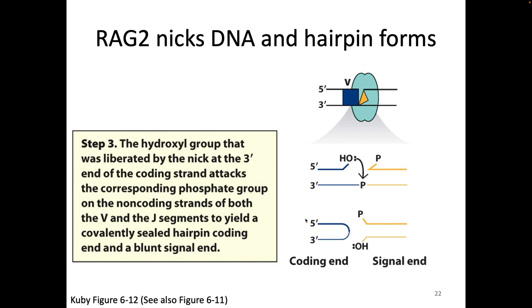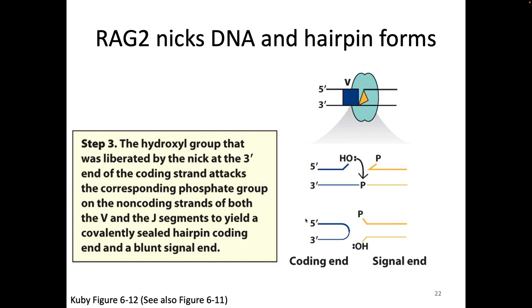So now we've got two pieces of DNA. We've got this piece of DNA that is my mini gene that I want to do important things with. It's eventually going to code for the antibody. So I call it the coding end. I also have this other piece that was the RSS, so I call it the signal end.